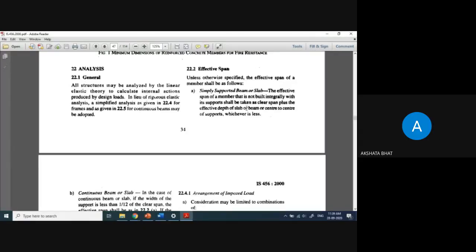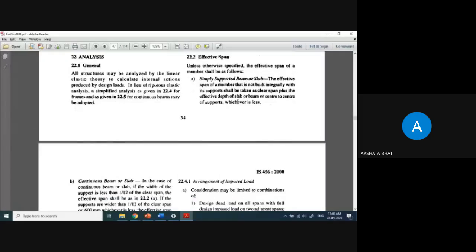Yes, ma'am, for the second part, that is part BC, L by 12 is coming as 416, which is greater than the width of the support.